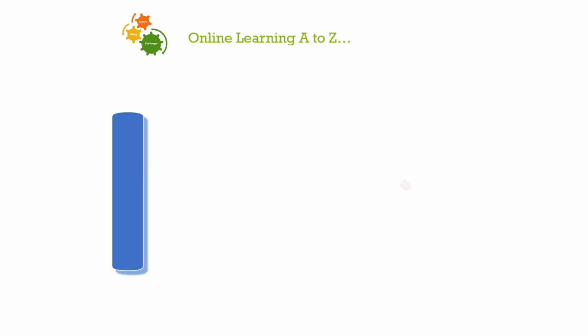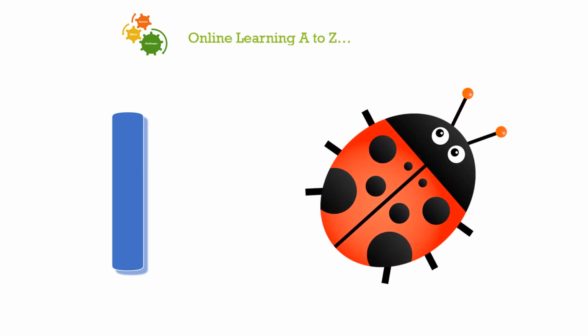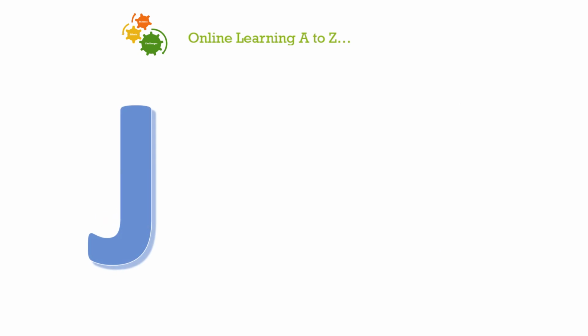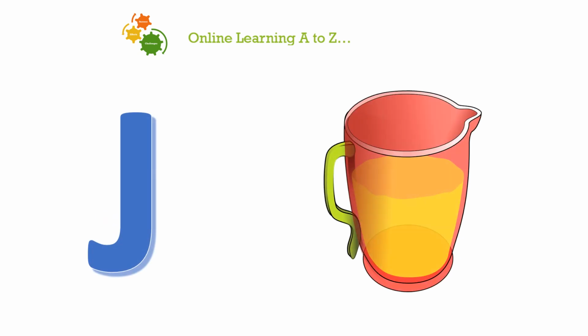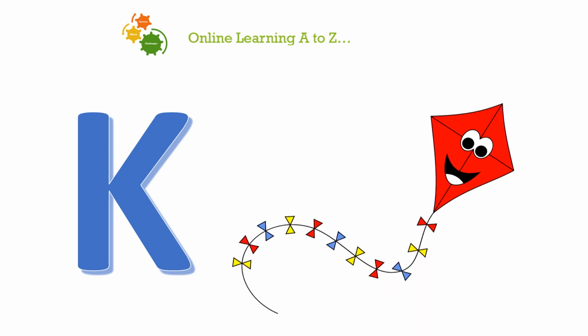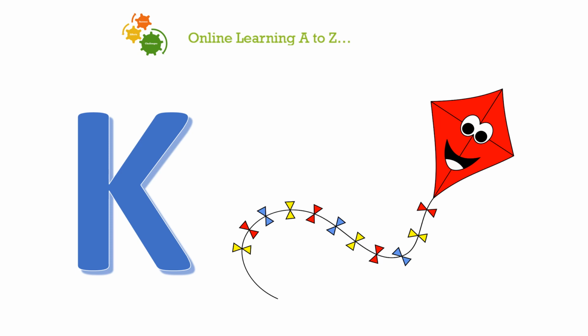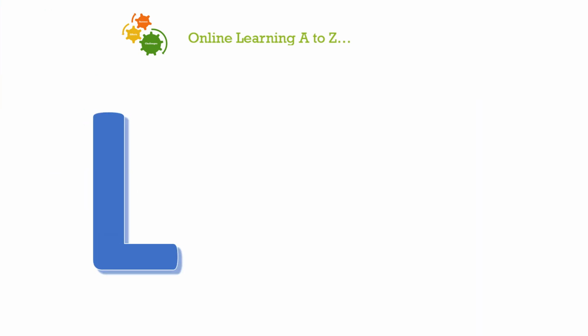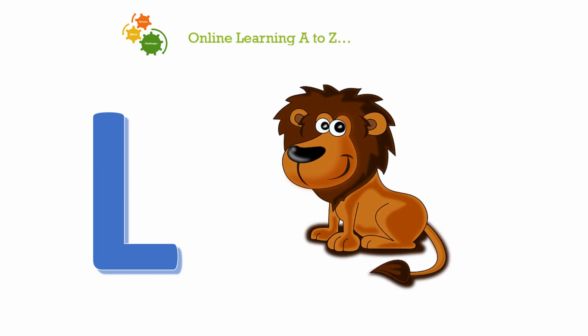I. I is for insect. J. J is for jug. K. K is for kite. L. L is for lion.